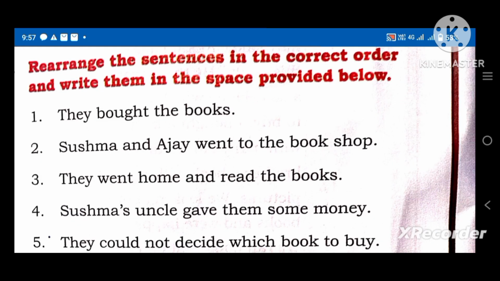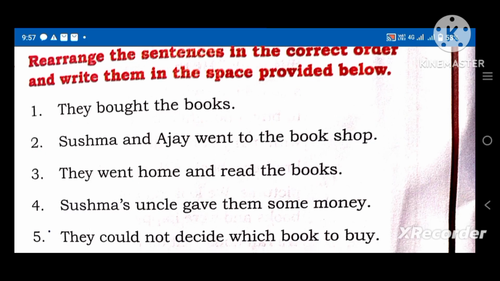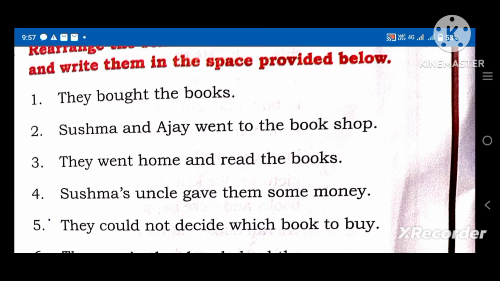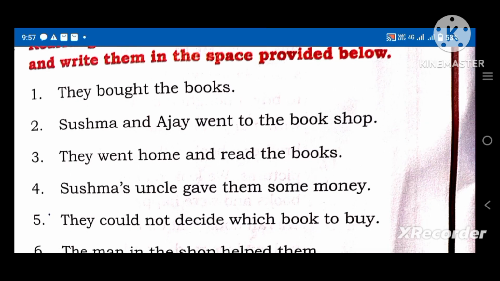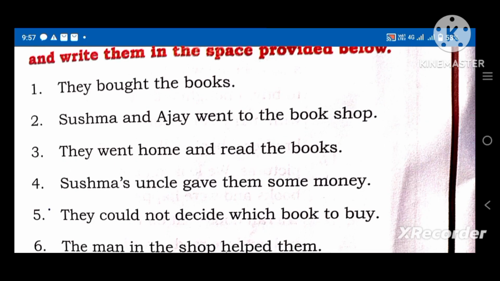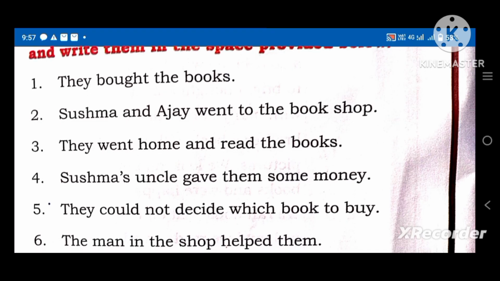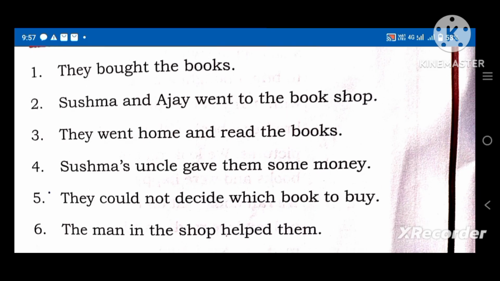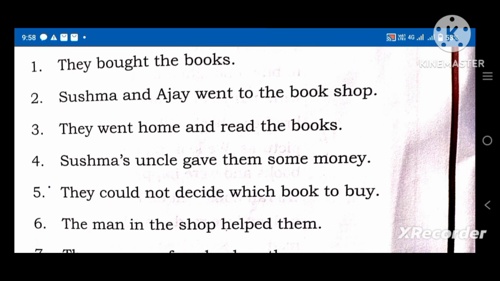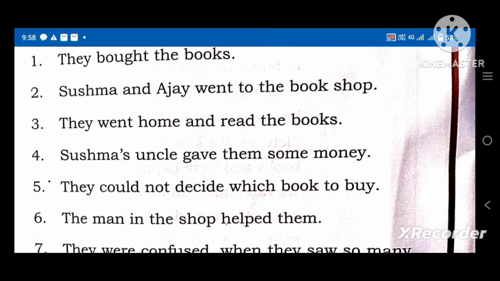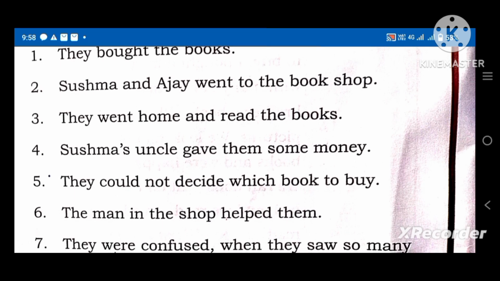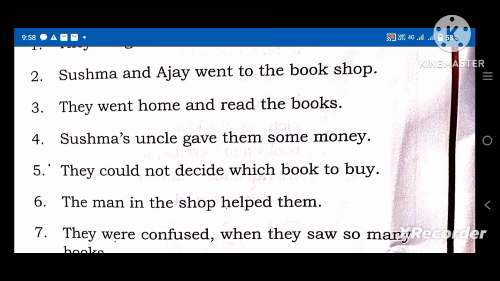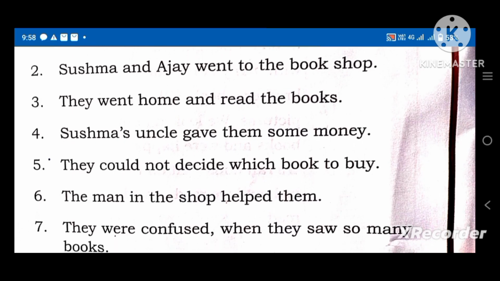Rearrange the sentences in the correct order and write them in the space provided below. First one, they bought the books. Second one, Sushma and Ajay went to the bookshop. Third one, they went home and read the books. Fourth one, Sushma's uncle gave them some money. Fifth one, they could not decide which book to buy. Sixth one, the man in the shop helped them. Seventh one, they were confused when they saw so many books.